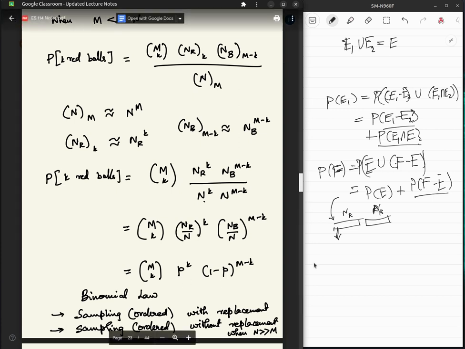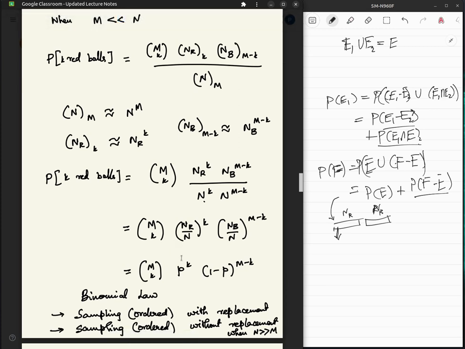Intuitively, this formula makes a lot of sense, that you just want to choose k places to put the red balls, and then it's p to the power k times 1 minus p to the power m minus k, because in k turns you have red balls, in m minus k turns you have blue balls, so those probabilities. Intuitively, this formula makes a lot of sense, but formally, I can't even define what that event is. Okay, let's go to the previous case.